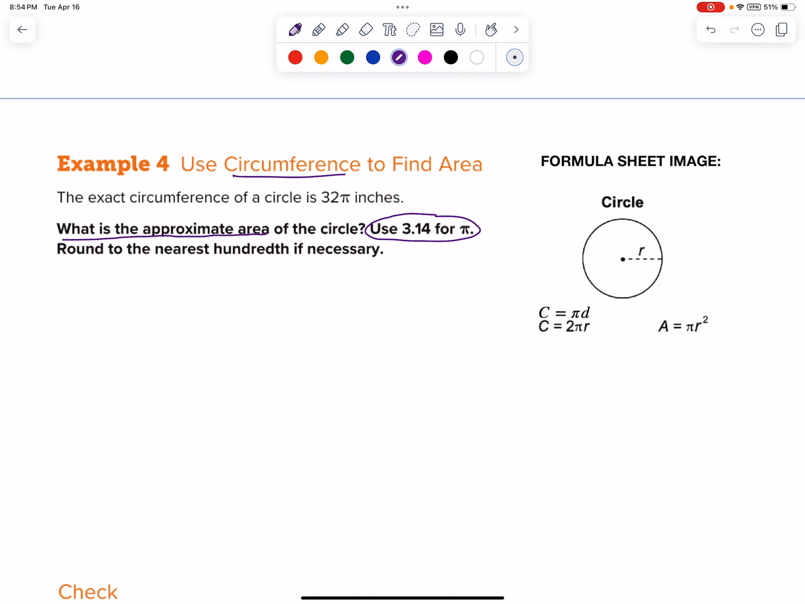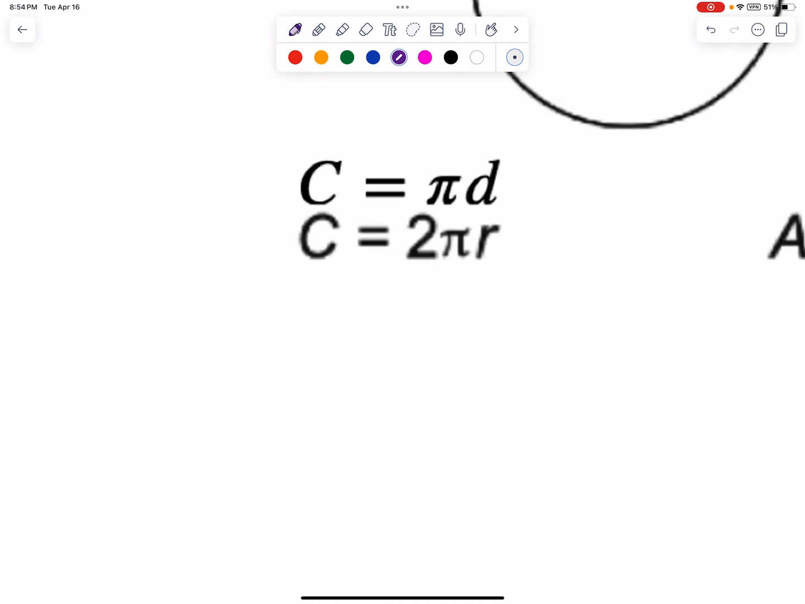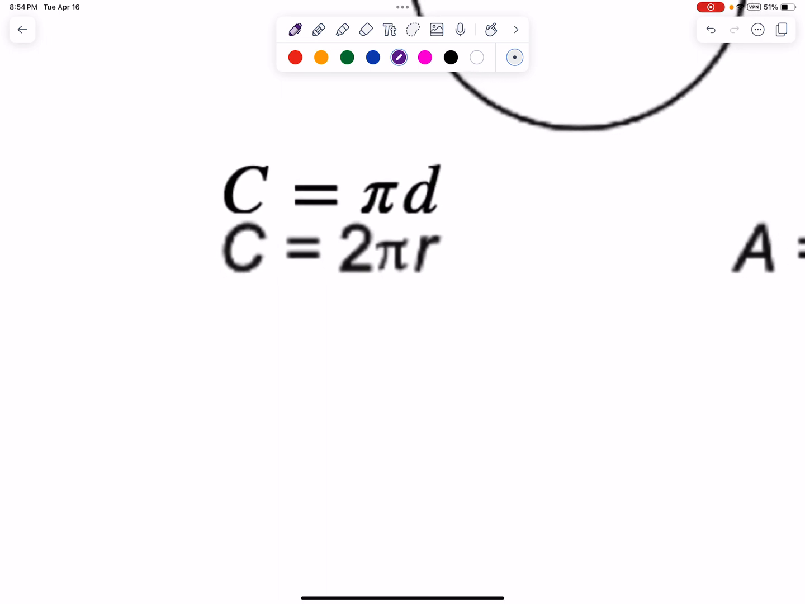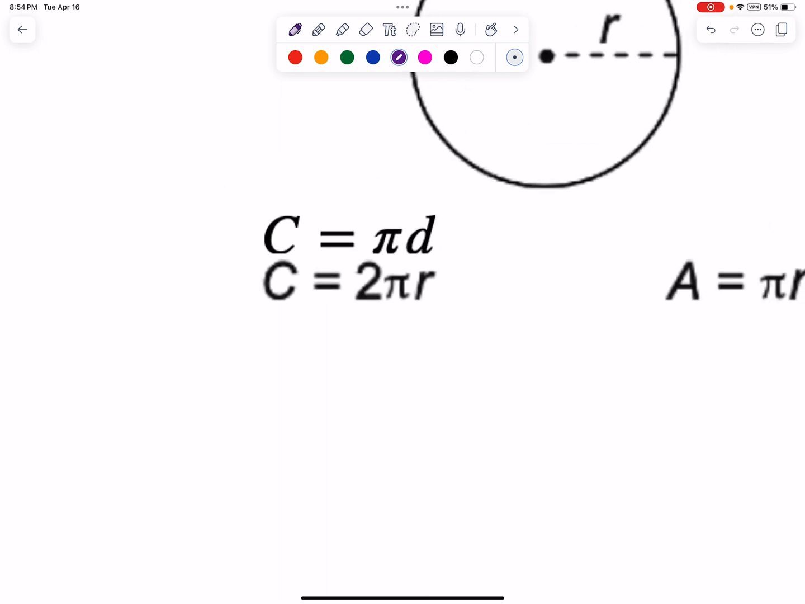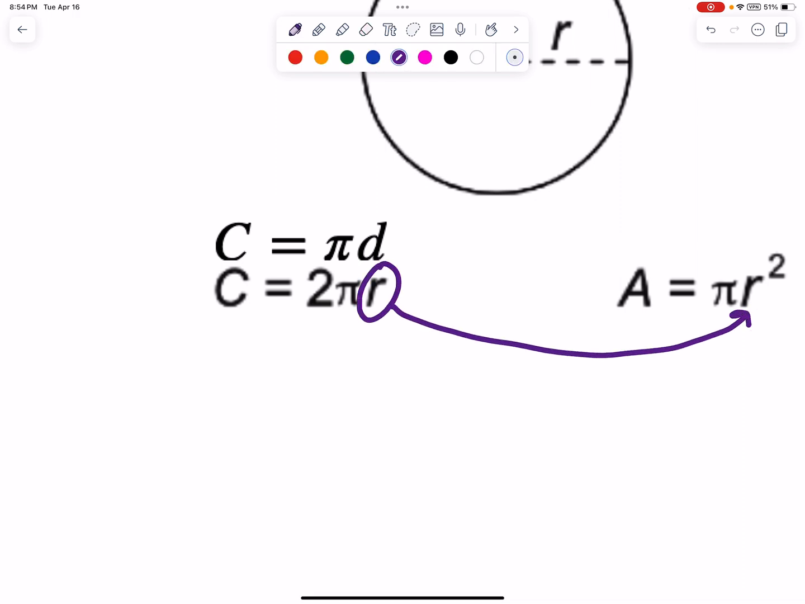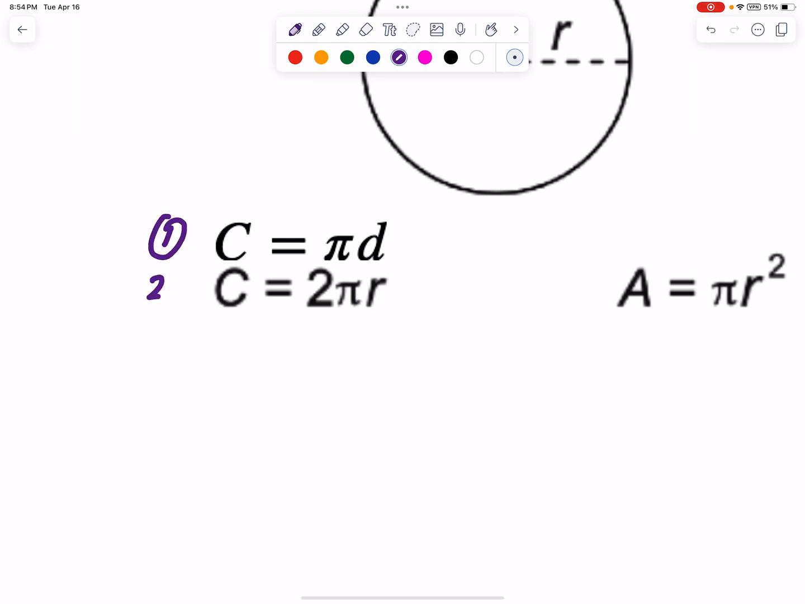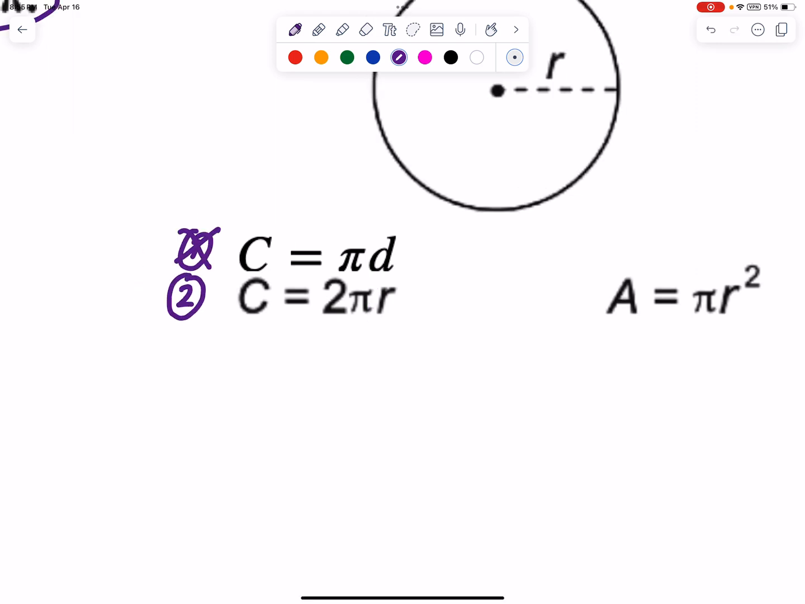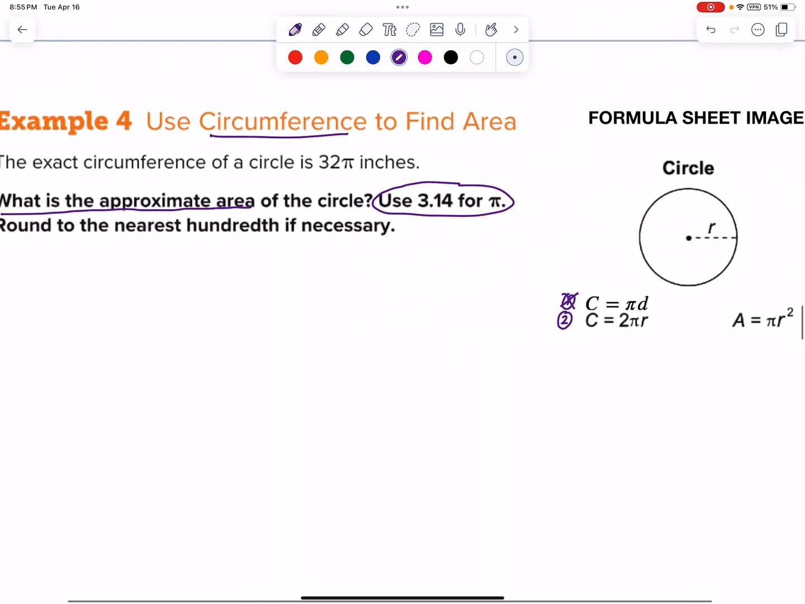They're giving us the circumference, and what do we want to find? Well, we want to find the radius, right? Because the radius is the one that allows us to plug in here. So we have to use not option 1, but option 2. So let's set this up. We have C equals 2 pi r.